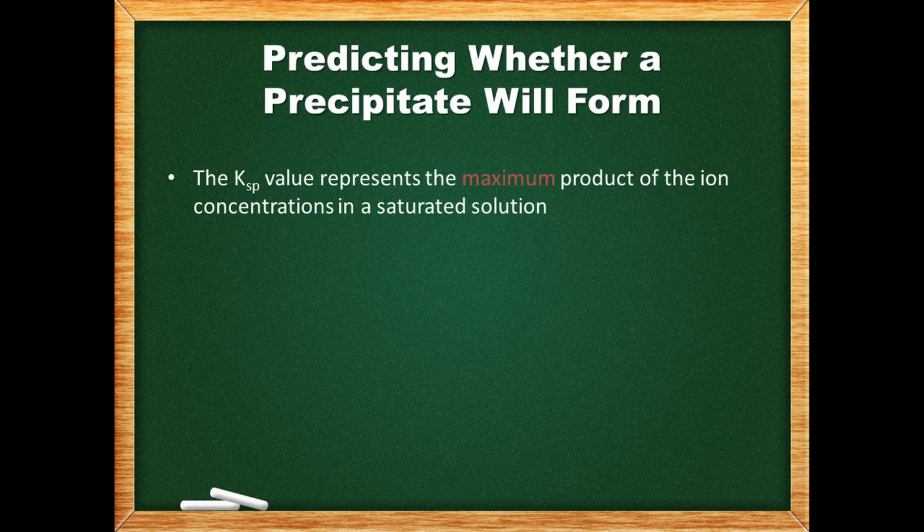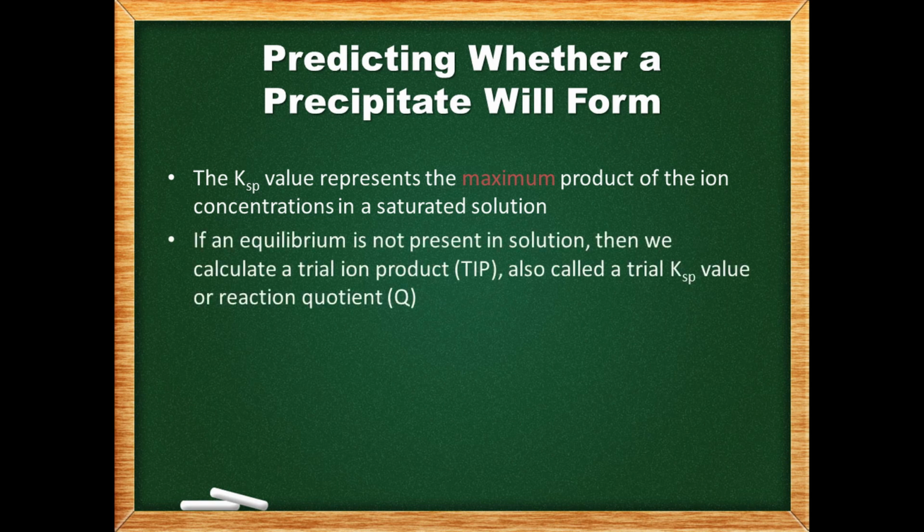The KSP value represents the maximum product of the ion concentrations in a saturated solution. If an equilibrium is not present in the solution, then we calculate a trial ion product, TIP, also called trial KSP value or reaction quotient Q. If the TIP is greater than the KSP, a precipitate forms. In other words, if the product of the ion concentrations present is greater than the KSP value, the ions will not remain dissolved in solution and a precipitate will form.